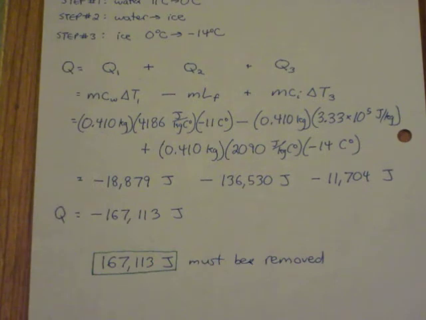you can see those different heats, and you add them all up. Again, recognize that each of them is negative. So you add them all up and you get negative 167,000 joules approximately. And the question is asking how much heat must be removed. So we can say 167,000 joules.